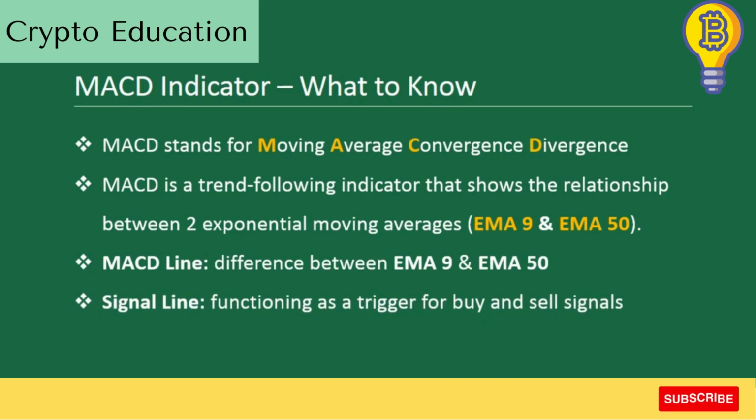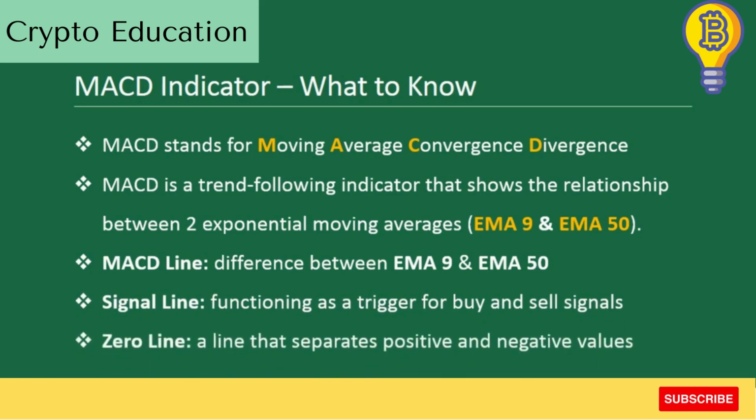And the final line is the zero line. The zero line is simply a line that separates positive and negative values within the oscillator. And the good news is, you won't have to do any calculations. Most trading tools will help you draw these lines, so now you just need to know what they are and how to apply them.